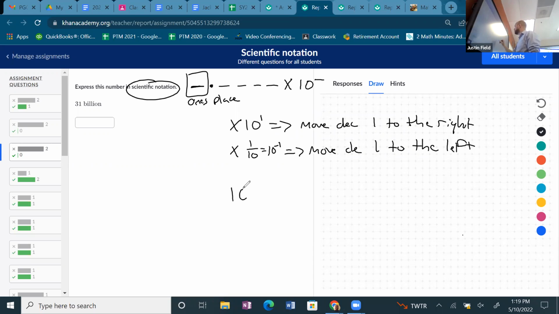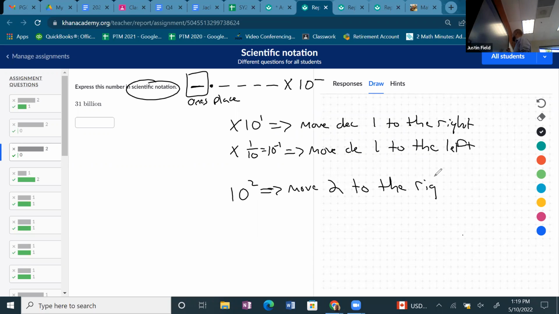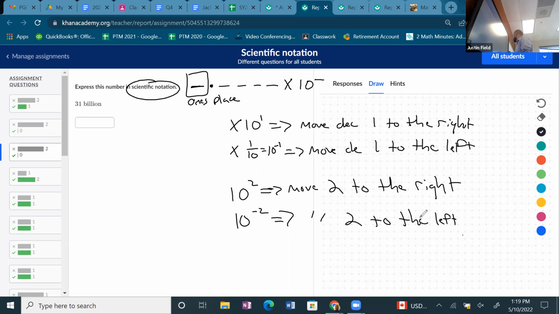So 10 to the second is going to move 2 to the right. I think you get it. 10 to the negative second, what's that doing? 2 to the left. All right, so I'm going to clear that.